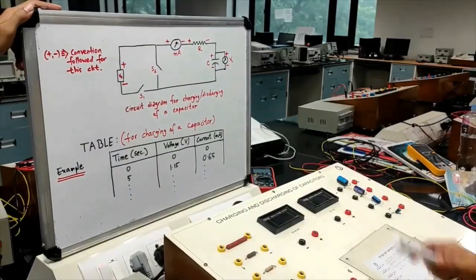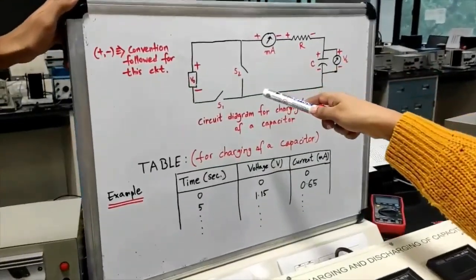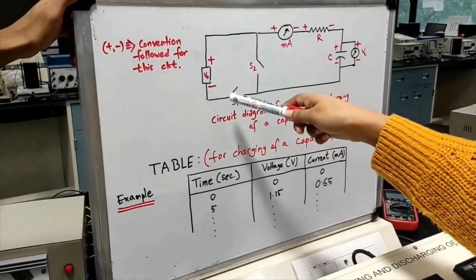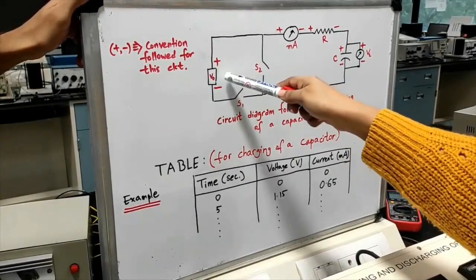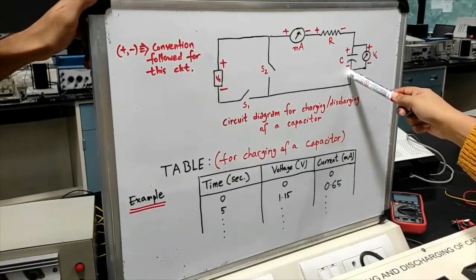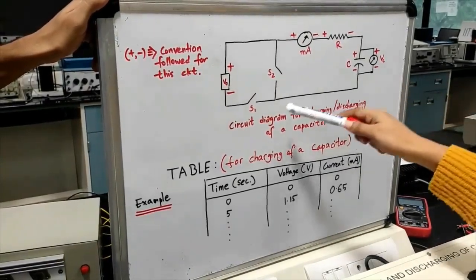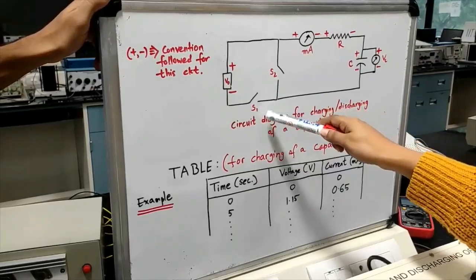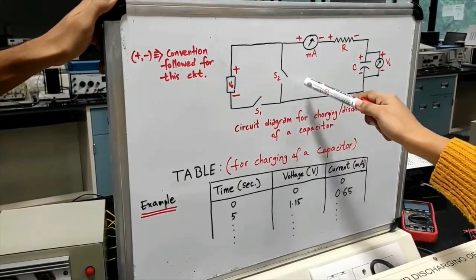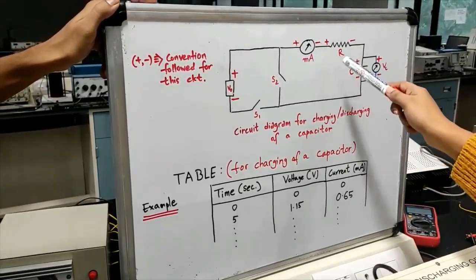Now we are moving to the first part of the experiment. This is the circuit we use for charging and discharging of a capacitor, and these are the conventions we follow. This is the power supply, and this is the ammeter. This is the resistance. This is the electrolytic capacitor, and we connect the voltmeter in parallel to the capacitor. And S1 and S2 are the two switches. When we switch on S1 and switch off S2, the circuit becomes a charging circuit. And when we switch off S1 and switch on S2, the circuit becomes a discharging circuit.